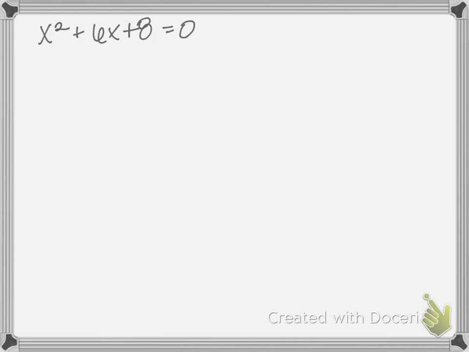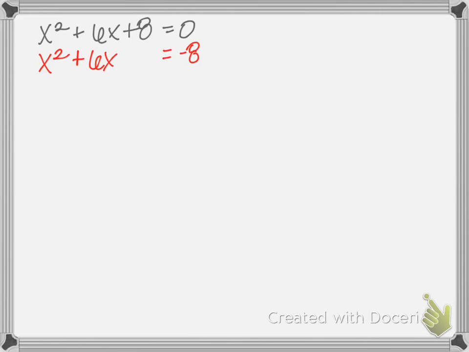So again, if we look at this, we're looking for the perfect root of x squared and the perfect root of 8, but 8 is not a perfect square root. So we're going to move it to the other side. And now it's going to say that whole thing equals -8.